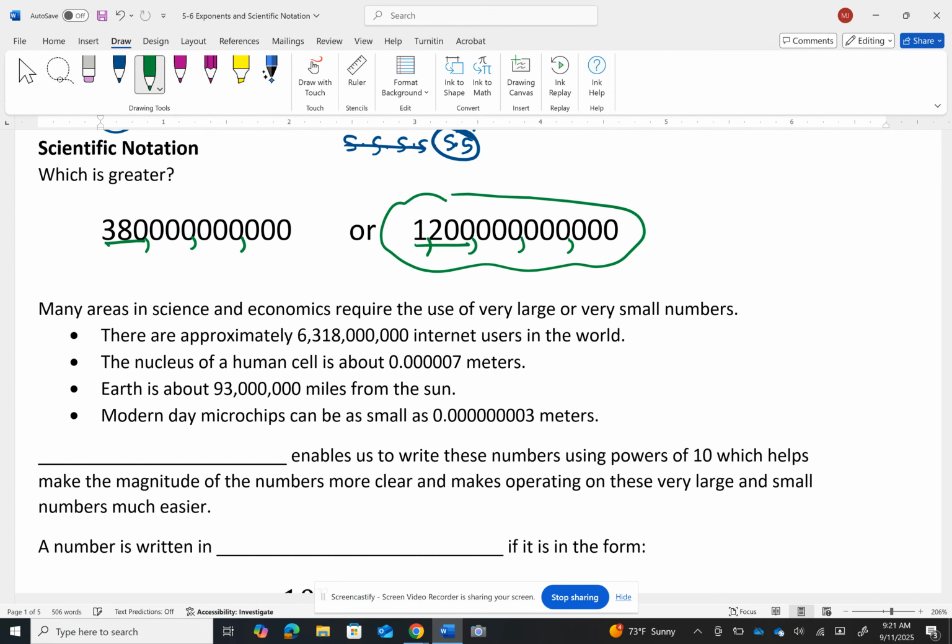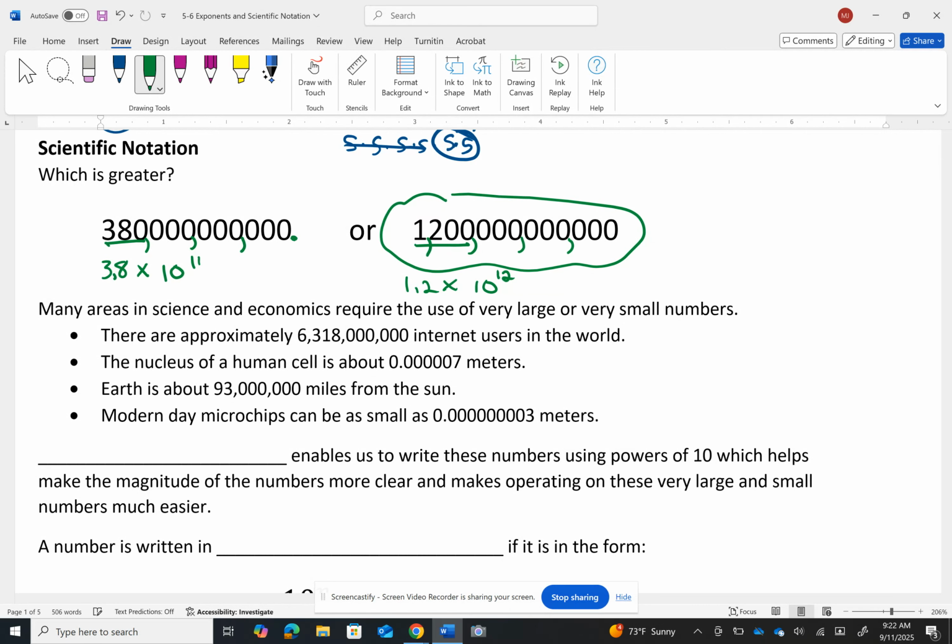Okay? Now we're going to talk about scientific notation, but I'm just going to show you what these turn out to be. Currently, the decimal would be understood to be after the number. Whole numbers, the decimal is understood to be after the ones place. So this one right here would be 3.8, and I'll talk about how you do this, times 10 to the 11th power, where this one would be 1.2 times 10 to the 12th power.